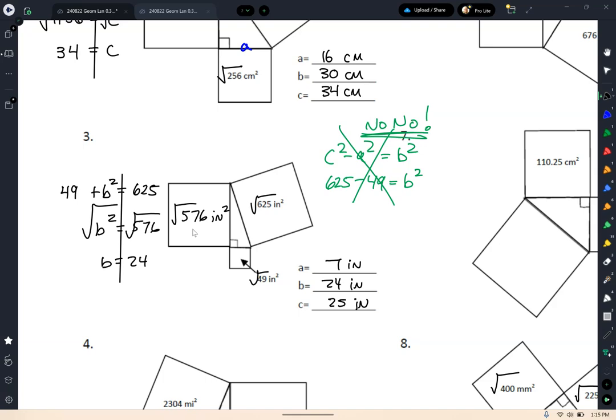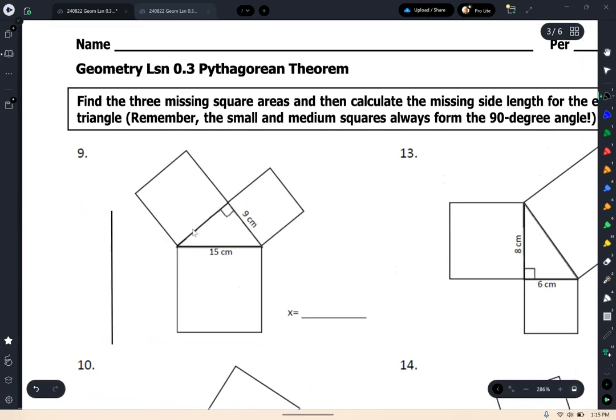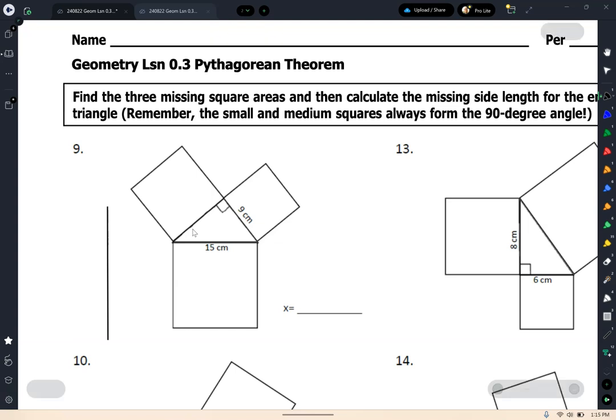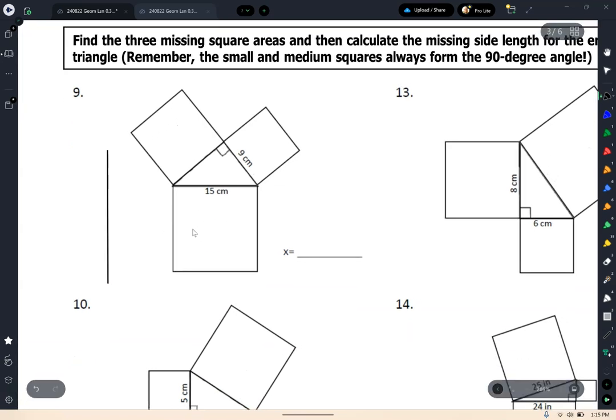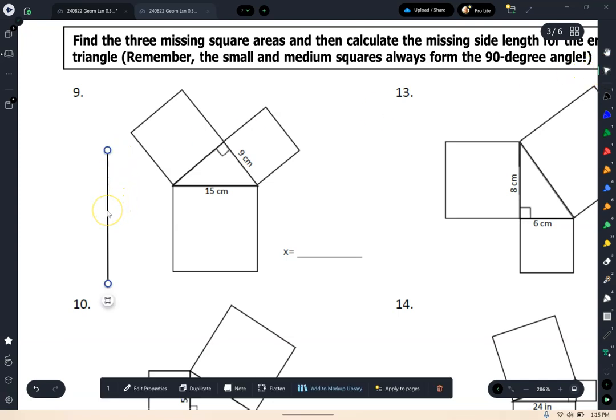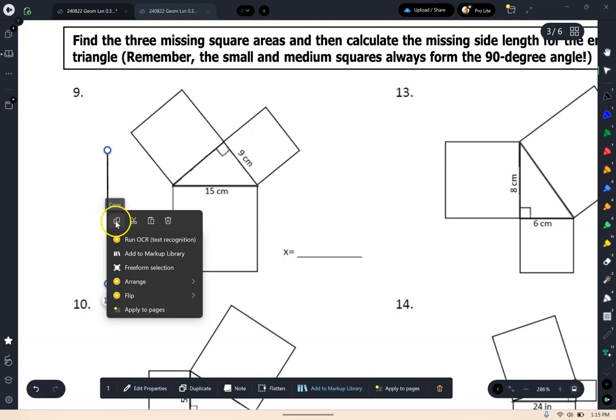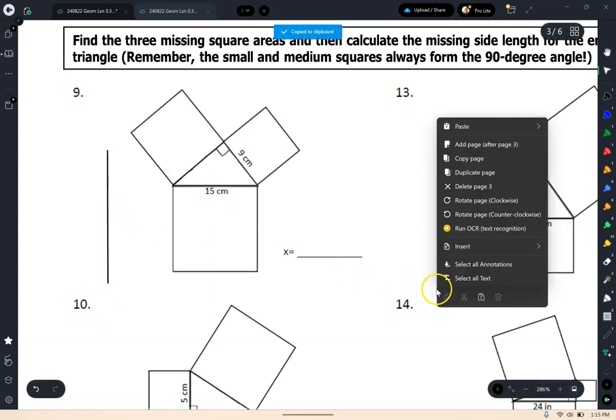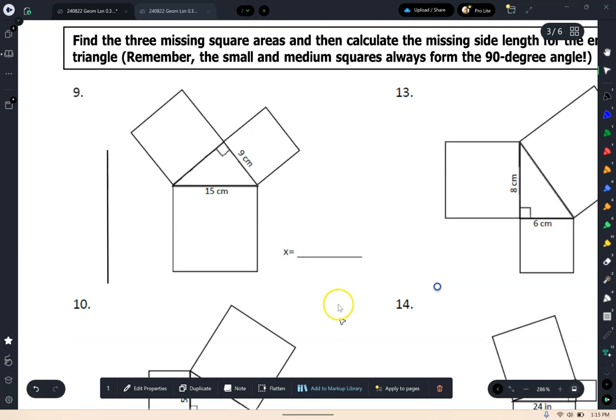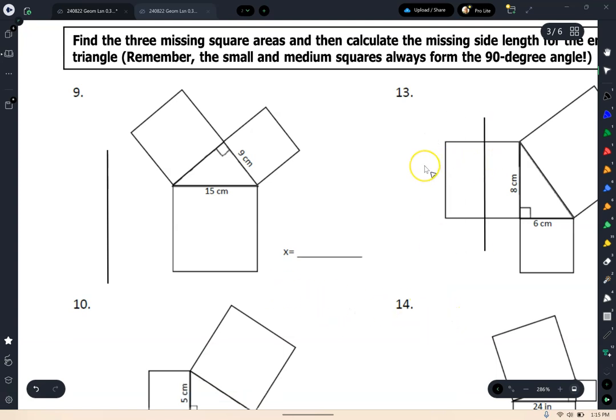Okay. All right, let's go to the back side. And we're going to take a look at question number 9 now on the back side. Question number 9. Oh, we have to find an area. So now you have to find all 3 areas and set up a Pythagorean theorem question to do that. So we're going to find all 3 areas.